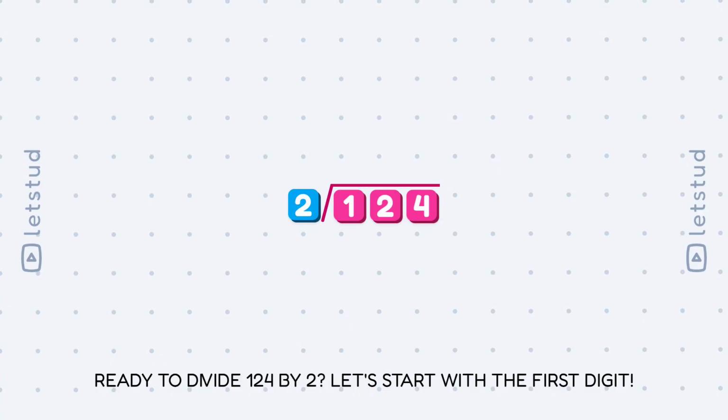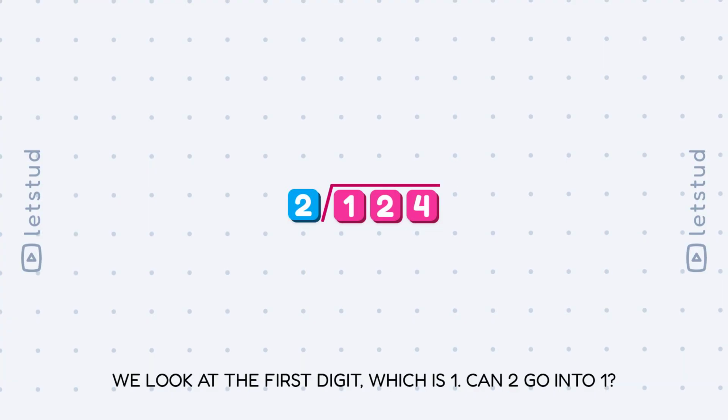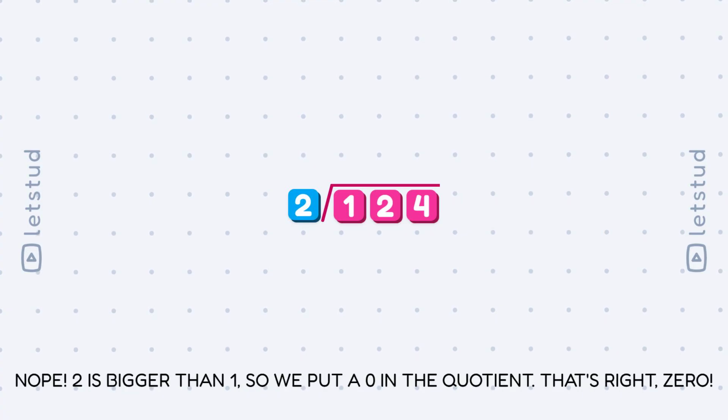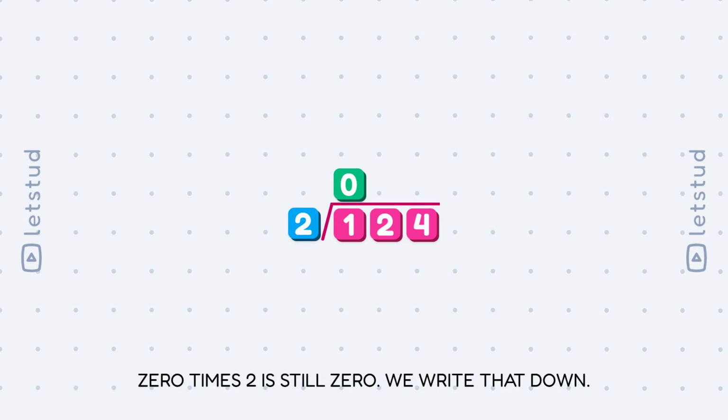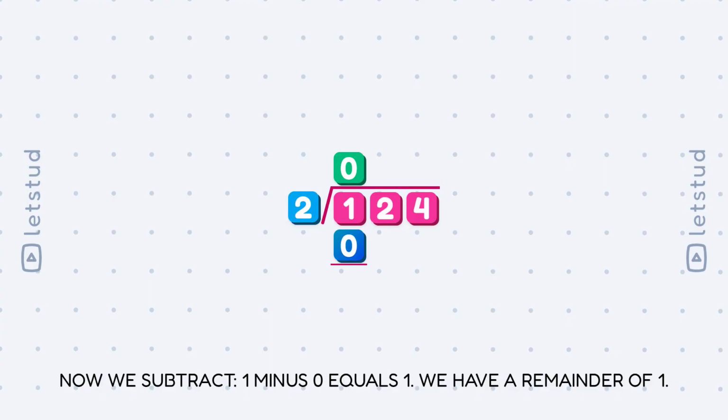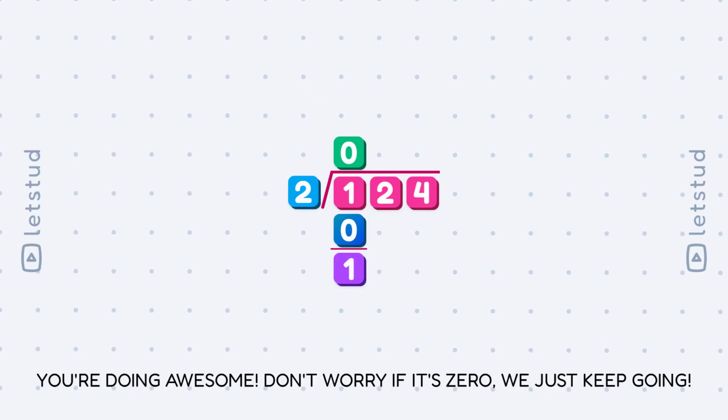Ready to divide 124 by 2? Let's start with the first digit. We look at the first digit, which is 1. Can 2 go into 1? Nope, 2 is bigger than 1, so we put a 0 in the quotient. That's right, 0. 0 times 2 is still 0. We write that down. Now we subtract. 1 minus 0 equals 1. We have a remainder of 1. You're doing awesome. Don't worry if it's 0, we just keep going.